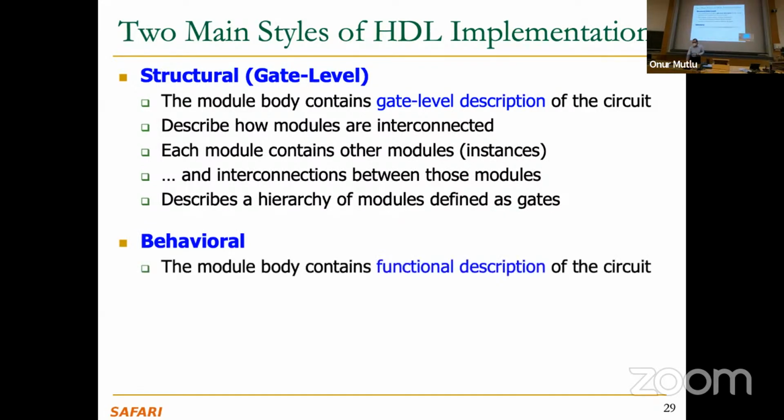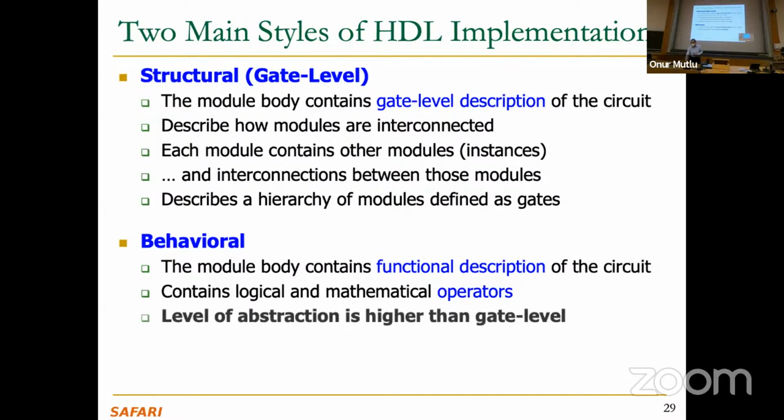Behavioral, on the other hand, is much more abstract. The module body describes a functional description of the circuit, and this can be at an abstract level, as we will see. It's best seen via examples. Here, for example, you can have logical and mathematical operators and expressions. You can have a while loop, for example. So there are interesting things over here. So the level of abstraction is higher than the gate level. You don't need to specify everything as gates. This is more like a higher level programming language way of defining how hardware operates.